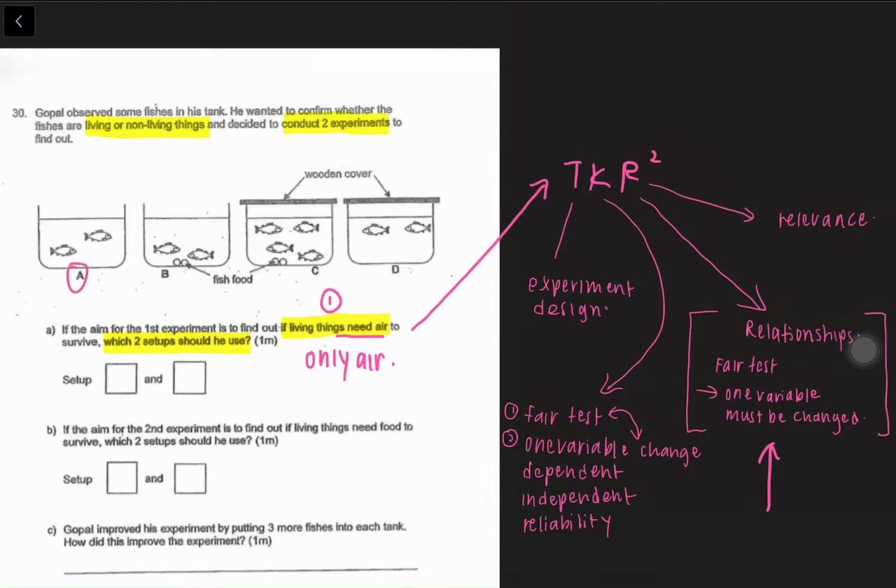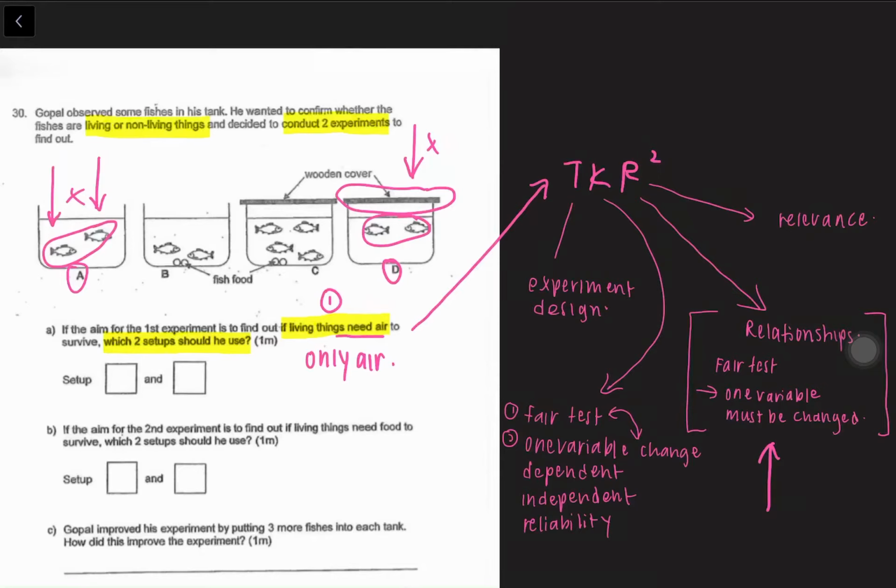Let's compare A and D. Two fishes. This one has a cover. This one does not have a cover. What does the cover do? Let's think. Covers actually prevent air from entering. So in setup D, air cannot enter, but for setup A, air can diffuse into the water and the fishes can have air.